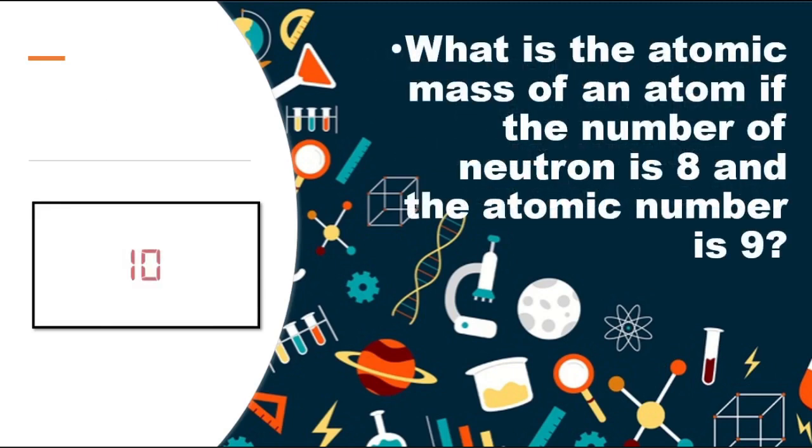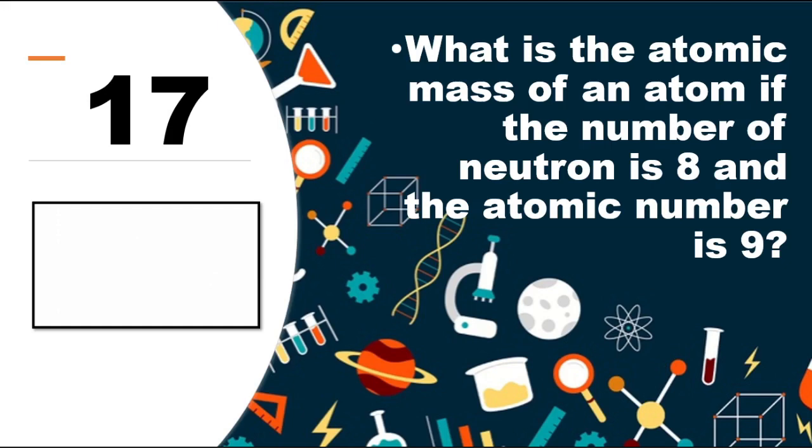This is number 2. What is the atomic mass of an atom if the number of neutrons is 8 and the atomic number is 9? You have 10 seconds again to comment on your answer, and the timer starts now. Alright, time is up. The correct answer is 17.